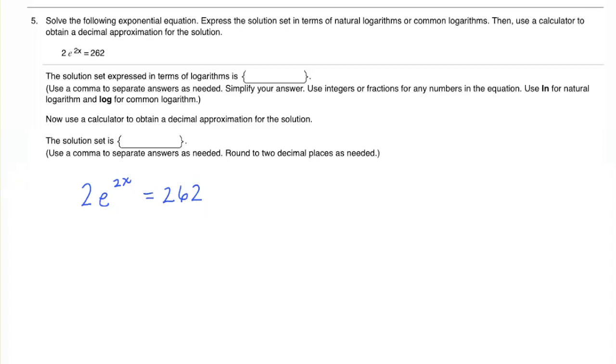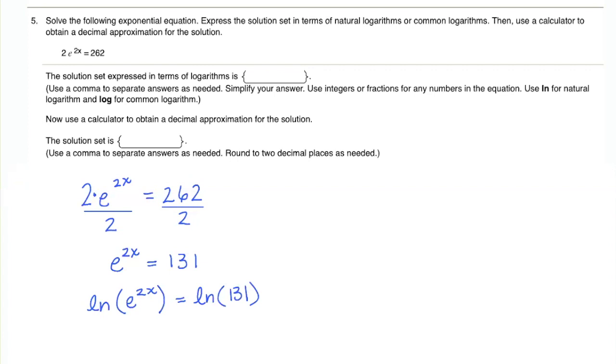Before I can take the log of both sides, I have to remember to isolate my exponential expression. Right now, I have a base and an exponent, but there is something on the same side of the equation. There's a 2, which is multiplying it. So before I'm ready to begin with my logs, I'm going to divide both sides by 2. This gives me e to the 2x equals 131. Now I'm ready to introduce the logs. And particularly when you see a base of e, natural logs should be the automatic choice. So I put the natural log on the left, and I put the natural log on the right.